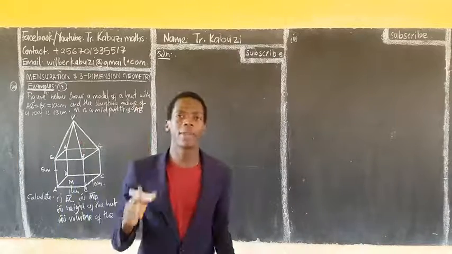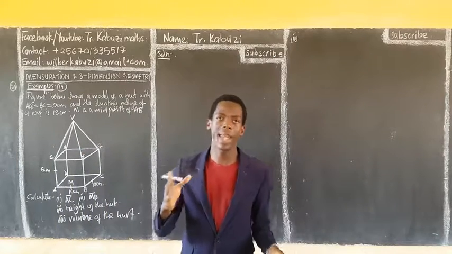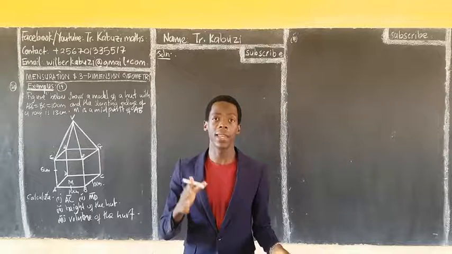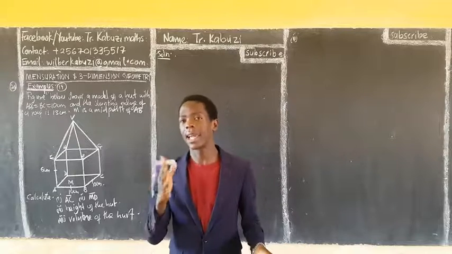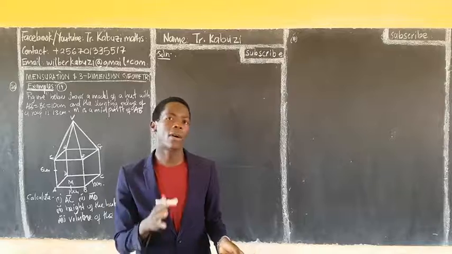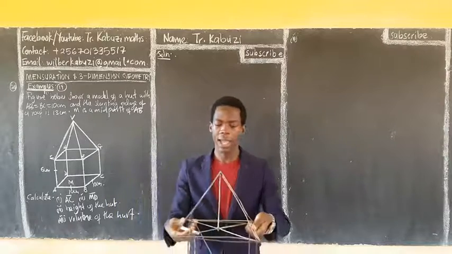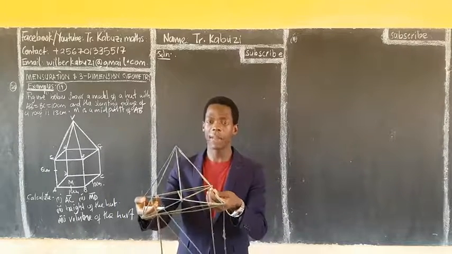Okay, so members, welcome to this lesson. Today we are going to see what happens when they combine a cuboid and a pyramid, and then they ask you to get the total volume of the whole thing. So the case is here. We have a cuboid downward and a pyramid up.